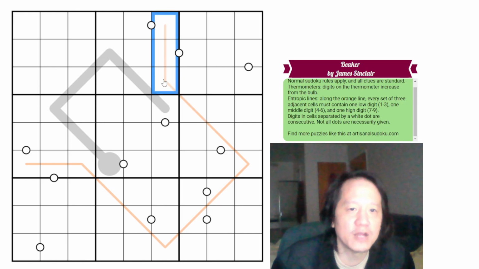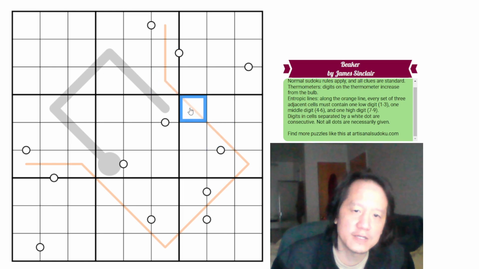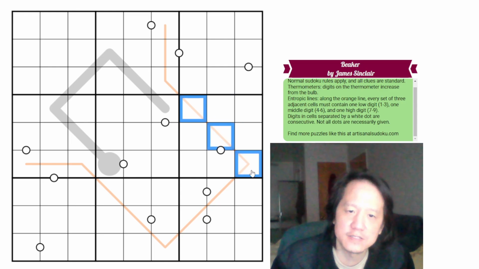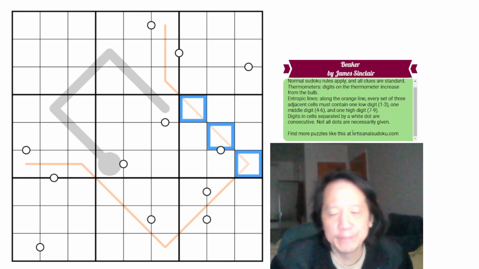So these 3 have to be different sets. These 3 must have one from every set. These 3 must have one from every set, etc., etc.